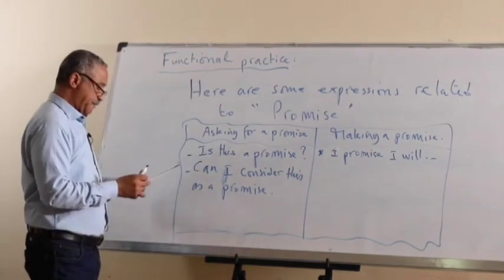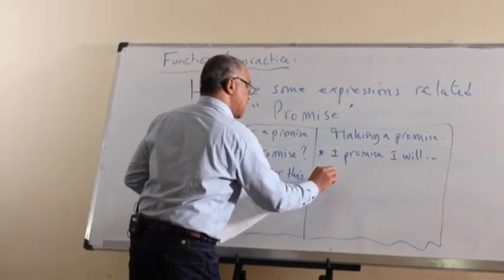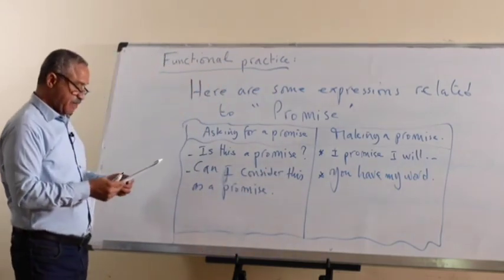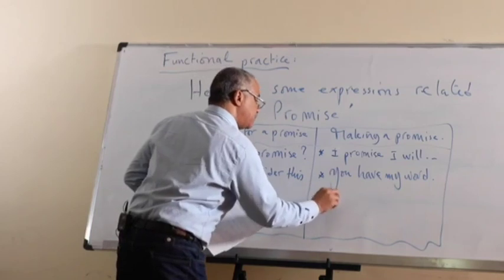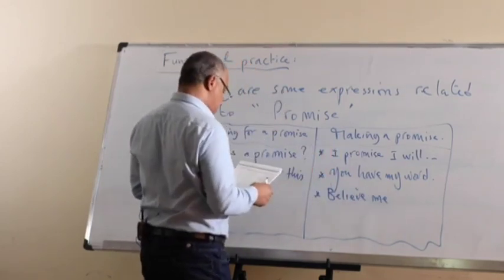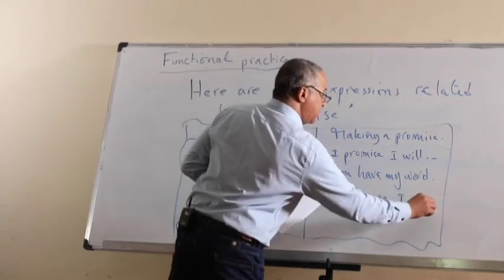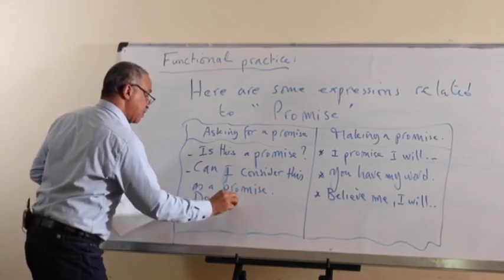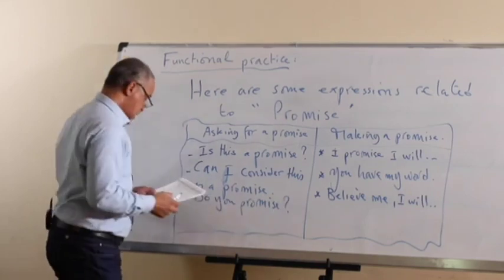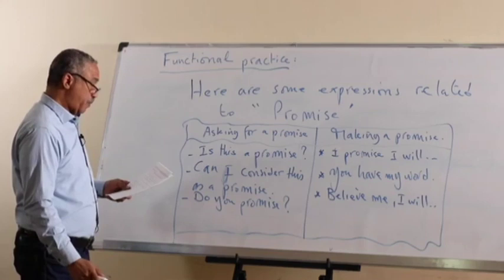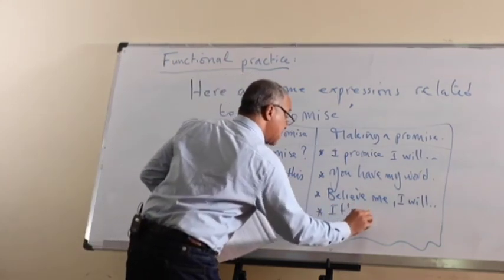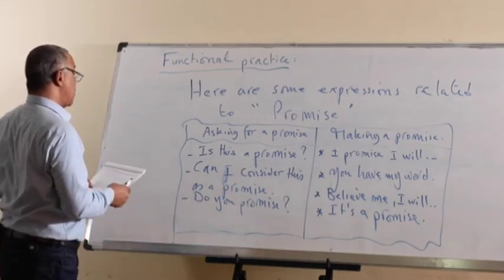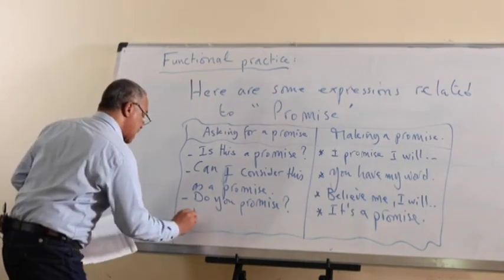And the following one, I say, "You have my word." This is for making a promise. And the following one, I say, "Believe me, I will." This is again for making a promise. And "I will," that is, this is the promise that will be done in the future. "Do you promise?" This is for asking for a promise. And then the following one, "It's a promise." This is for making a promise. And the last one we have, "Do you promise?" Can I consider, is this a promise? And the last one, "Promise me that."